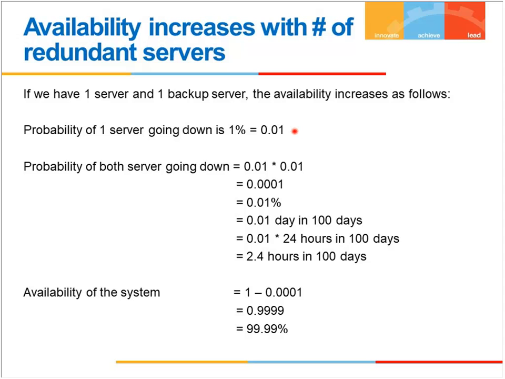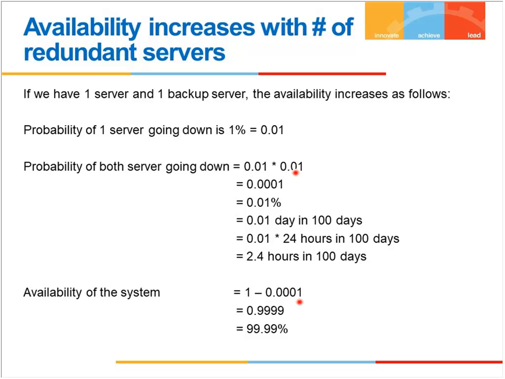So if the server downtime is 2 days within 100 days, then it will be 0.02. So the entire calculation will have to change if the probability of the server going down is 2%, right? And this is just an example of how you can calculate the availability of our entire system depending on the number of servers you have.